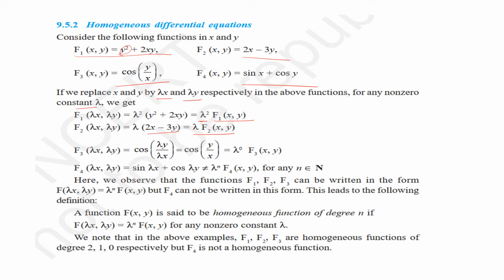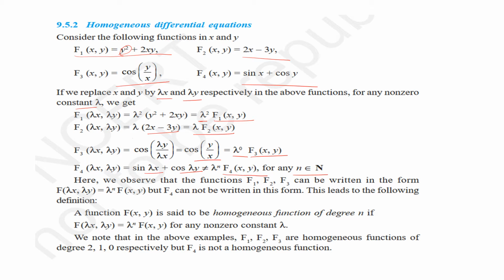In the third one, f3 of lambda x, lambda y is cos of lambda y upon lambda x, which is cos of y upon x, right? So it becomes lambda raised to power 0. Here no lambda is there, so lambda raised to power 0 times f3 of xy. But in the fourth function, if you replace x and y with lambda x and lambda y, then it becomes sine of lambda x plus cos of lambda y, where you cannot take out lambda common, and which will not be equal to the form lambda raised to power n times f4 of xy for any natural number n.